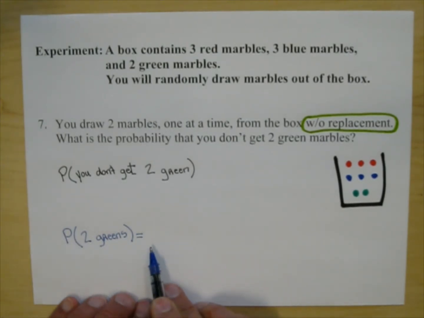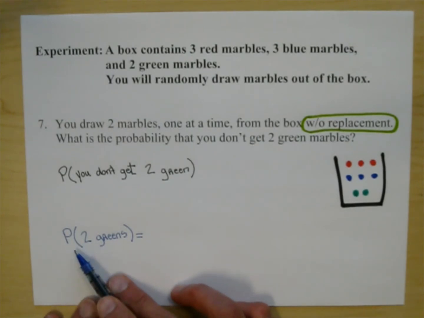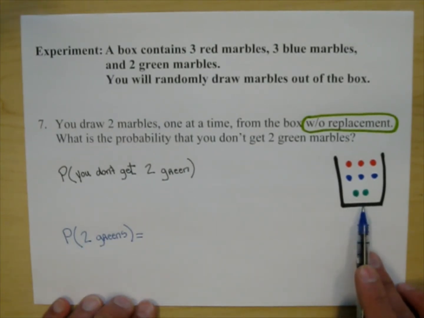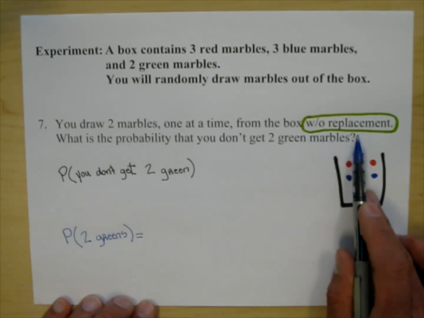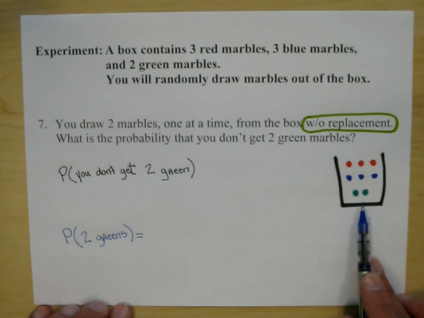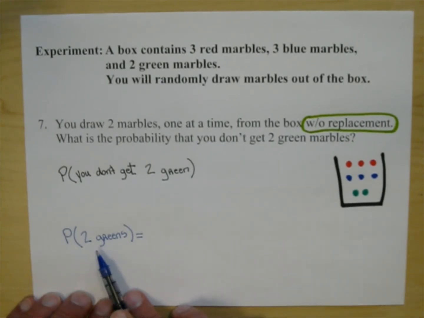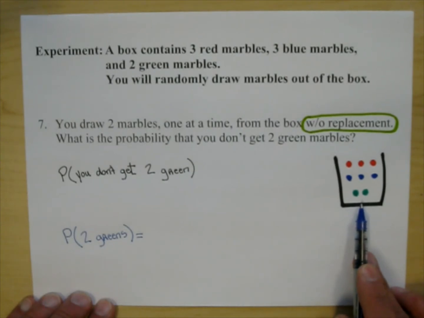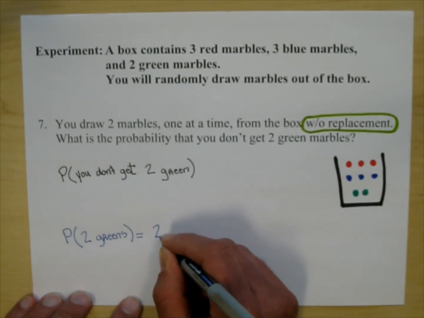So let's take a look at what happens. How do we do this problem? Well, what's the probability you pull 2 greens out of this box? This is without replacement. So, what's the probability you pull the first green out? We can do this in this order because it's all the same color. So the probability you pull a green out is 2 out of 8.